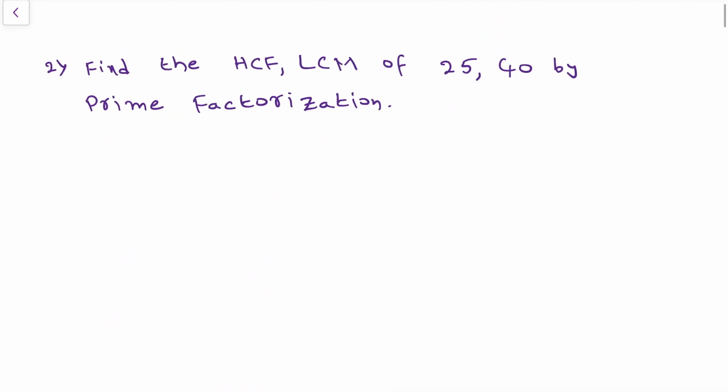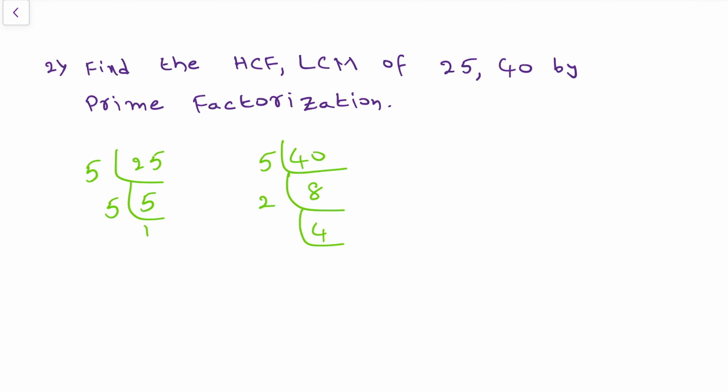Moving to question number 2. Find the HCF as well as LCM of 25 and 40 by the prime factorization method. First let us do the prime factorization of the given two numbers, 25 and 40. 25, 5 5s are 25, 5 1s are 5. Then coming to the next number, 40. 40 will come in the 5 table as usual. So 5 8s are 40, 2 4s are 8, 2 2s are 4, 2 1s are 2. So this is the prime factorization.